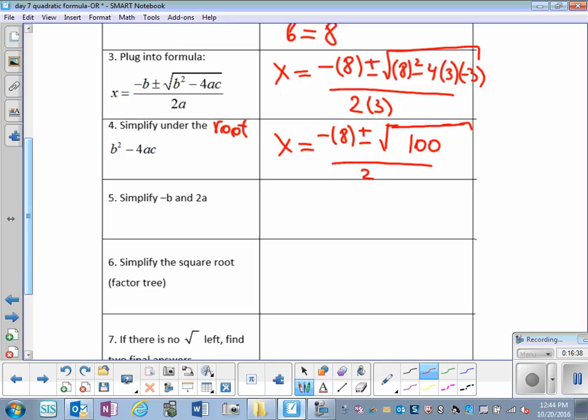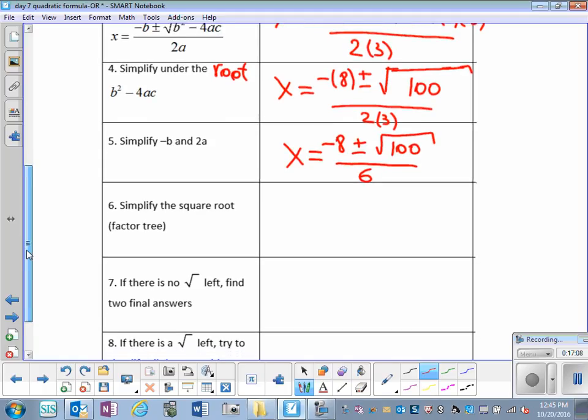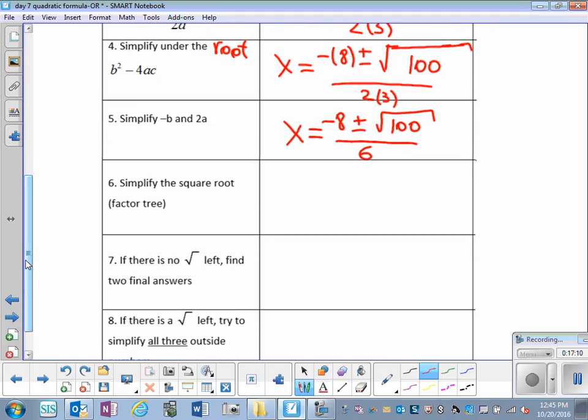And then divide it by 2 times 3. Now let's simplify everything else, minus b and 2a. So I'm going to rewrite minus 8, so it's just negative 8 plus minus my square root of 100. I'm going baby steps. I know you can simplify it further here, but 2 times 3 is 6. Now I'm going to simplify the square root. Well, this one is quite easy, right? So it's just negative 8 plus minus 10 divided by 6. Square root of 100 is 10.